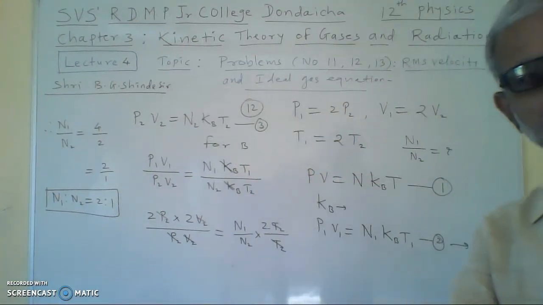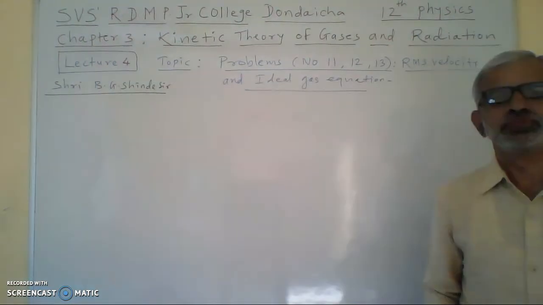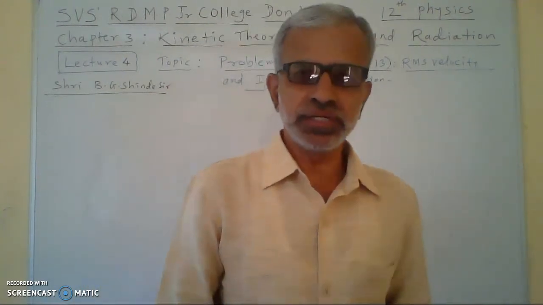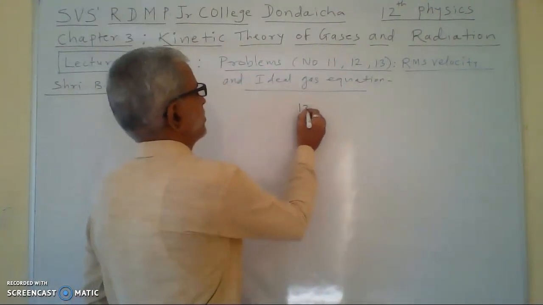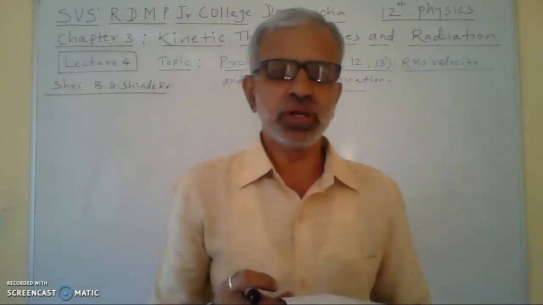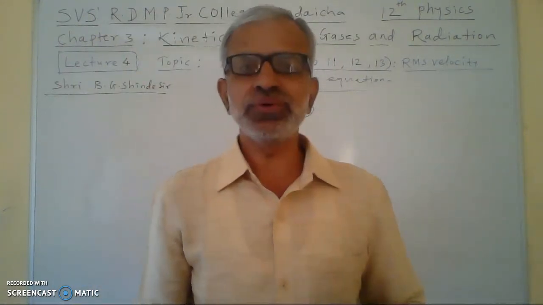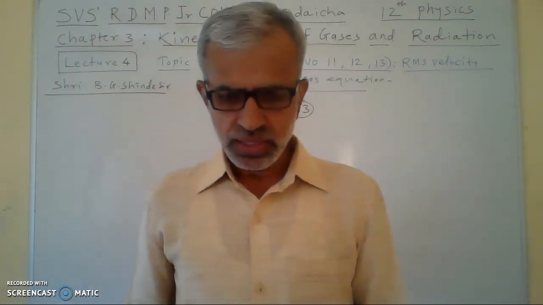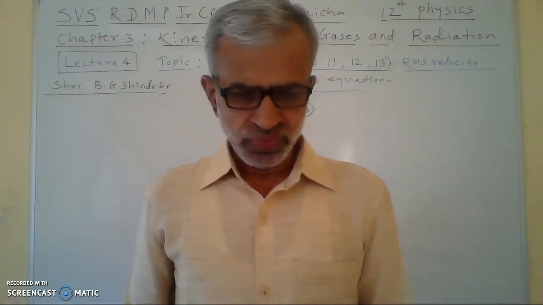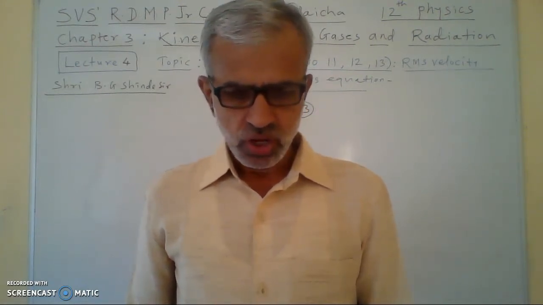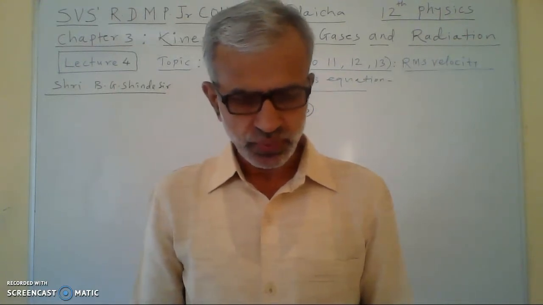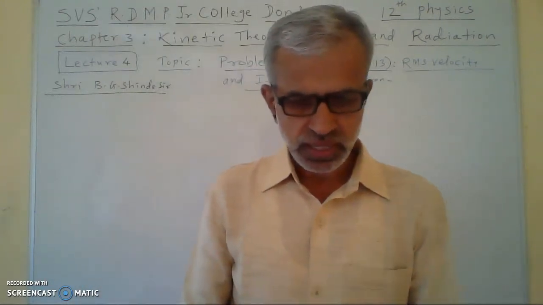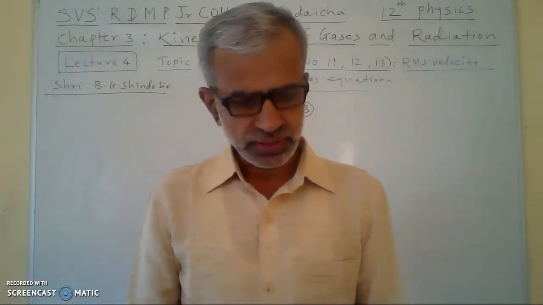We solve another problem. So let us solve another problem, problem number 13. First I will read this problem. It is on page number 73 of the textbook. A gas in a cylinder is at pressure P. If the masses of all the molecules are made 1/3 of their original value and their speeds are doubled, then find the resultant pressure.